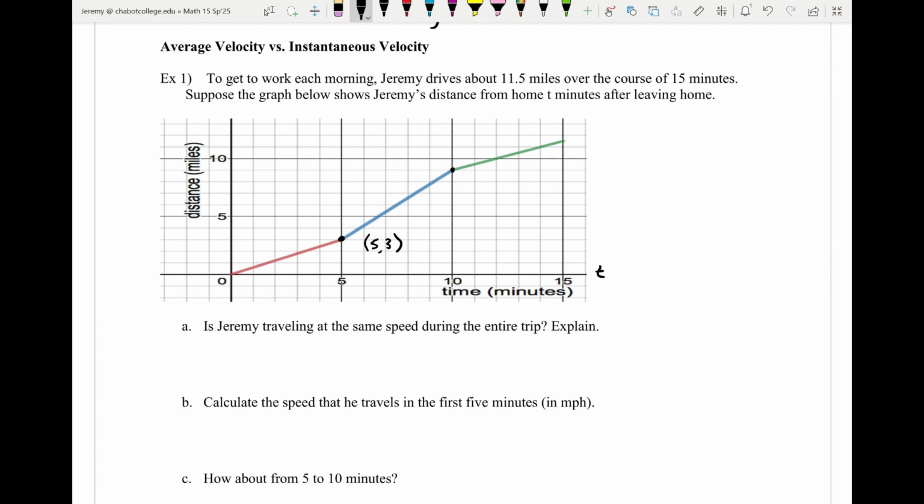All right, we can also look at this ordered pair. So this one tells us that after 10 minutes, I must be 9 miles from home. And this last ordered pair up here, just looking at the real obvious ones and focusing on these intervals of 5 minutes, after 15 minutes, this is when I am 11.5 miles from home. And this is when I presumably arrive at work.